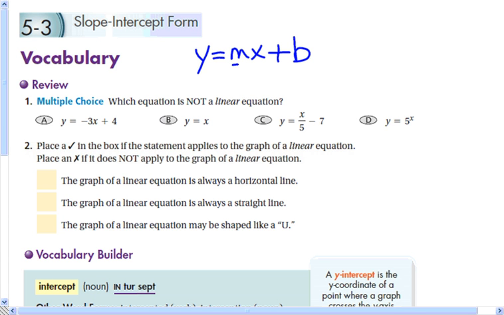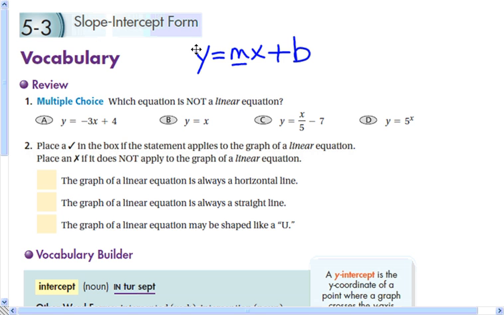Like that, where you have something times x, and if we cover up this part, if we were adding 0, then it would be a direct variation. But any linear equation can be written in this form.